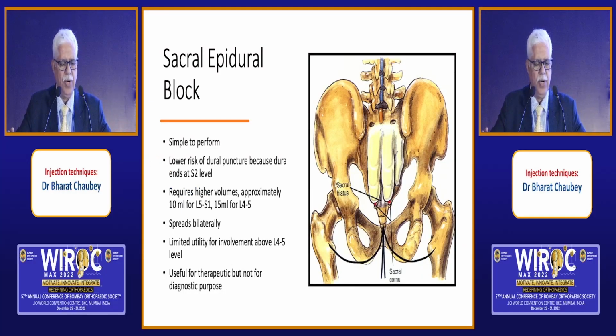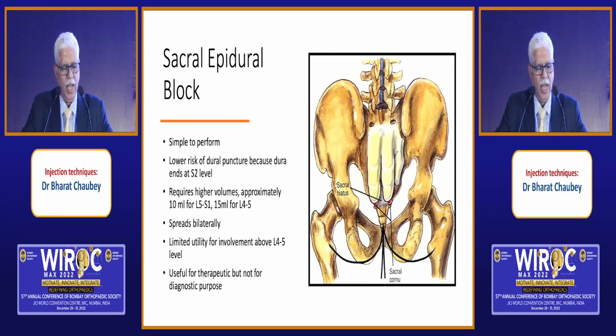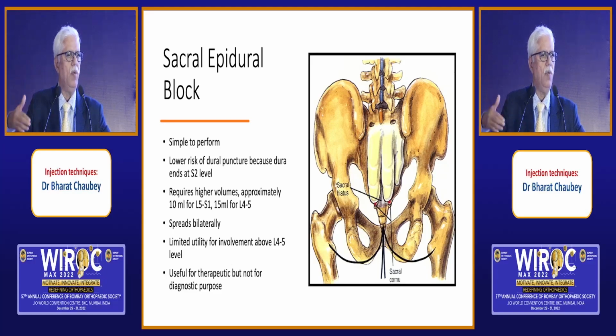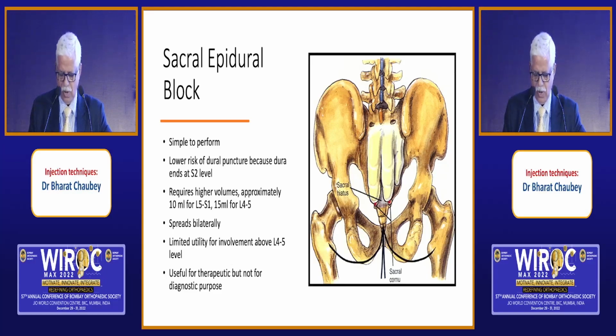The sacral epidural we have been doing for many years, and it is simple to perform, with a lower risk of dural puncture because the dura ends at S2. It requires higher volumes. You see 10 ml for this level, 15 ml for other levels, and that's all.